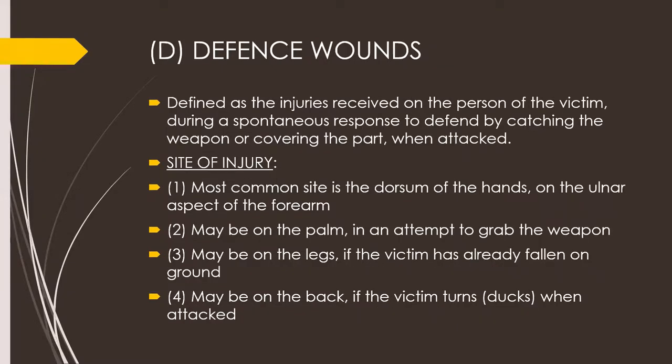The next type of injury is defense wounds, and these are defined as the injuries received on the person of the victim during a spontaneous response to defend by catching the weapon or covering the part when attacked. So the most common site of defense wound will be on the dorsum of the hands, on the ulnar aspect of the forearm. It can be on the palm if there is an attempt to grab the weapon. It may be on the legs if the victim has already fallen on the ground, or can be on the back if the victim turns or ducks when he is attacked by a weapon.